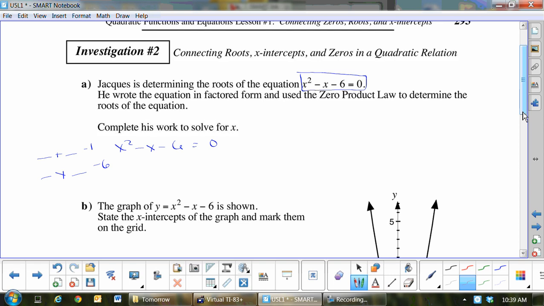Now, what are the signs? A negative and a positive. And the first number should be the bigger of them because it wins, right? And what would those two numbers be? 3 and 2. So this is x minus 3, x plus 2. Therefore, what are the zeros?